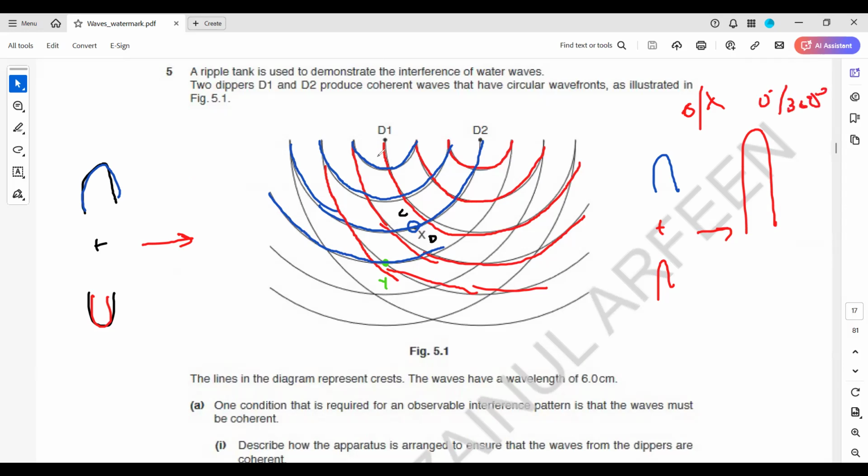But if it's a destructive interference, what should be the path difference? The minimum should be lambda by 2, and the phase difference should be 180 degrees or pi radians. This is a fixed rule: whenever there's a destructive interference, they cancel out the effect of each other, and in a constructive interference, they enhance the effect of each other.